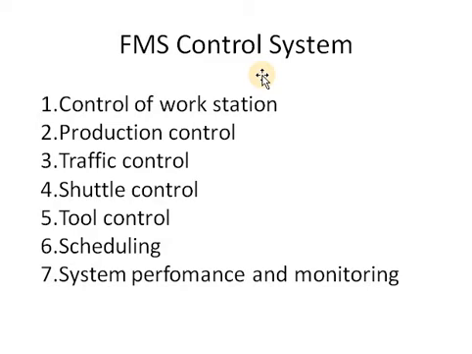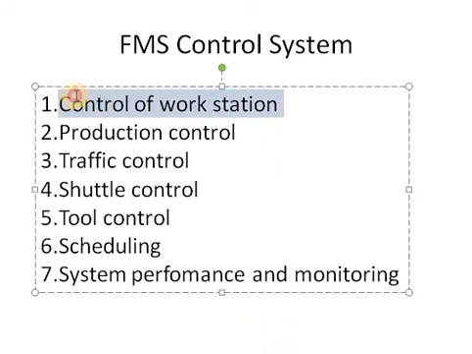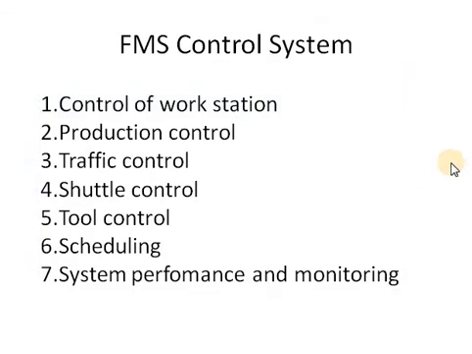A computer is used to control the operations of FMS, and the functions performed by the FMS computer control are the following. First, control of workstations: it is necessary to continuously monitor various processing or assembly stations. In a fully automated flexible manufacturing system, a centralized computer is used to control and monitor all the processing stations. For a machining system, a CNC is used to control the machine tool.